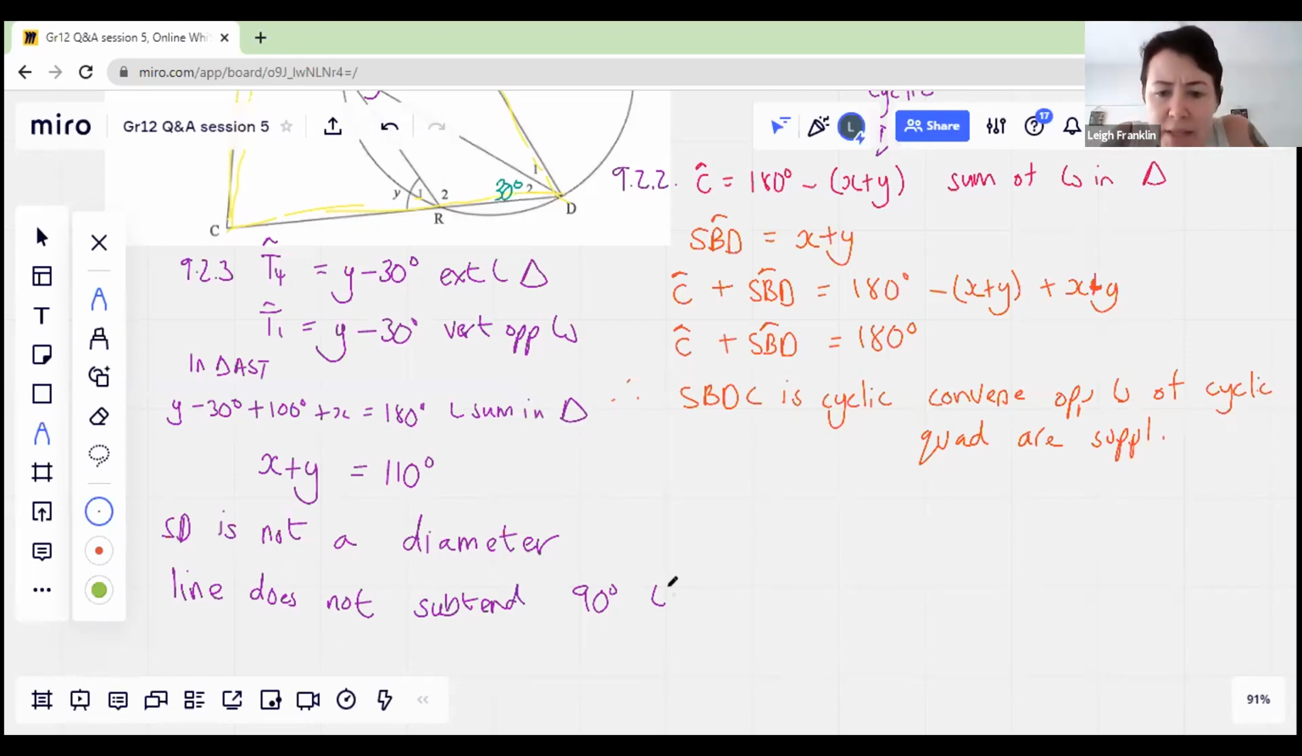Okay, so does that make sense to everybody? Are we okay with that? So we needed to solve for what x plus y is, and if we can show that it's 90.